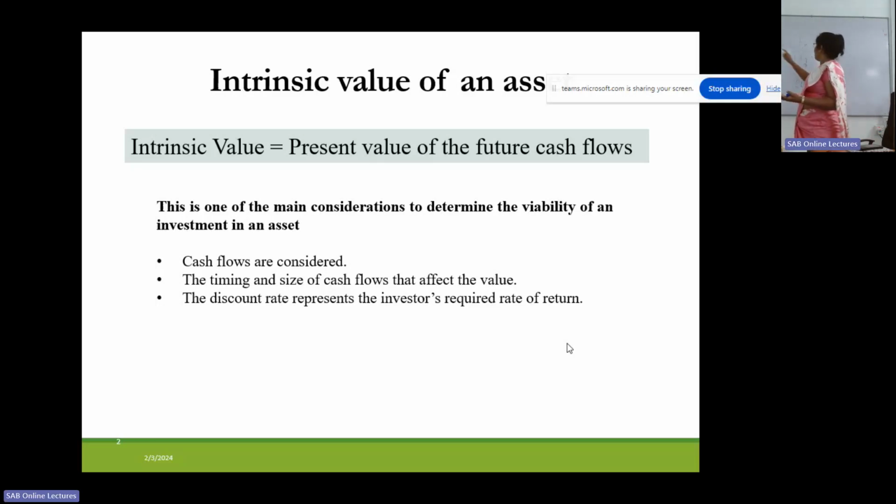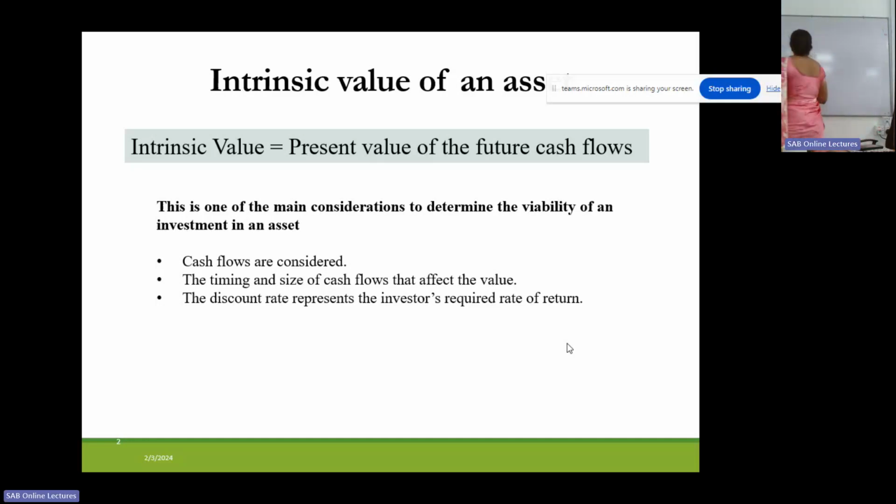And it's also affected by the time, n. You can remember the time value of money theory: money received today is more valuable than money received tomorrow. So when n is increasing, when you have to wait a long time to get some money, value is decreasing. So it is affected by the timing as well as the size of the cash flow. When you calculate the value, you know this discount factor reflects the investors' required rate of return.